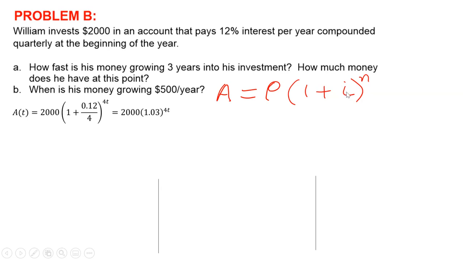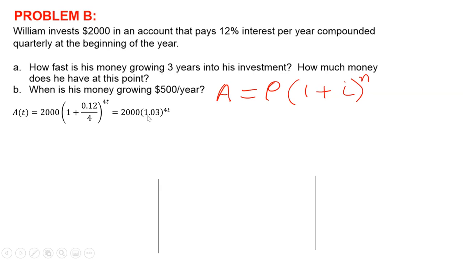That's the formula for compound interest. The i here is not just the interest rate, it's the interest rate per compounding period. If I was being compounded monthly, I'd divide this 0.12 by 12, then I multiply this by 12 up here as well. At any rate, I've simplified this to 2000 times 1.03 to the power of 4t. Okay? All right.